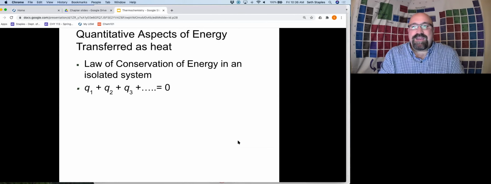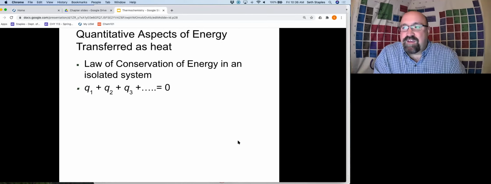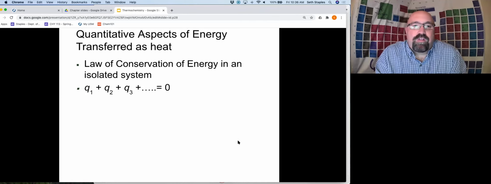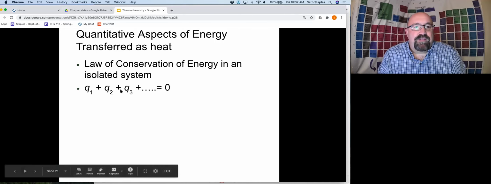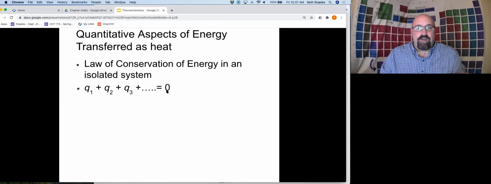And so let's think about those numbers for just a second. The law of conservation of energy tells us that the total amount of energy involved in this process has to be conserved. No energy is created or destroyed. And so this is an isolated system, and all of the different energies involved, if we add them all up, have to be equal to 0.